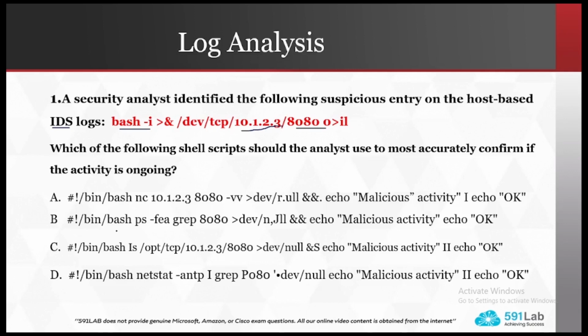We have been given 4 choices. Among these 4 choices, which most accurately confirms if the activity is ongoing? So we have different scripts, as we already saw the method of scripting. These are all types of bash scripting with some advanced commands like netcat, grep, netstat, and some other familiar commands.